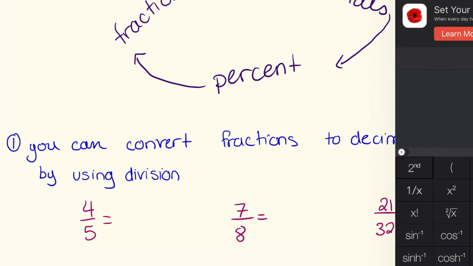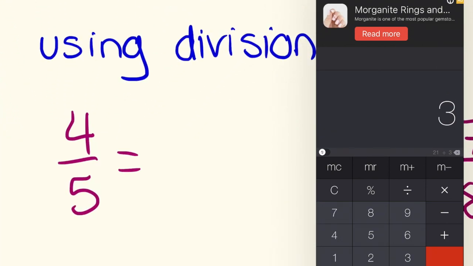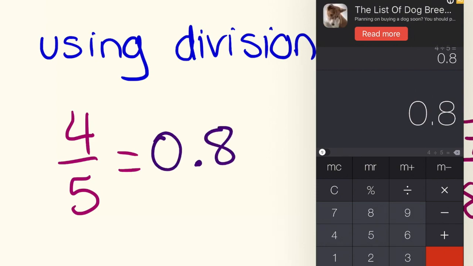So what I'm going to do is whip out my calculator here, and show you what happens if we do something like 4 divided by 5. Clear, 4 divided by 5, which gives me 0.8. And that's how easy it is to figure out what a fraction is in decimal form. 0.8 is also a really nice decimal. It stops, we can see it, it's not too intimidating, and it's a pretty simple decimal.